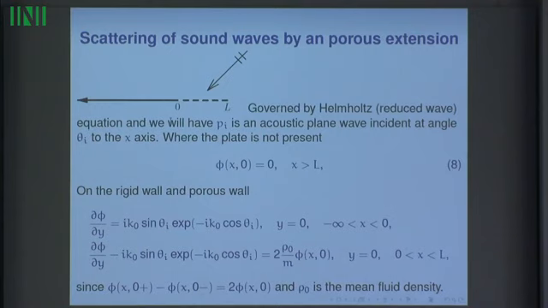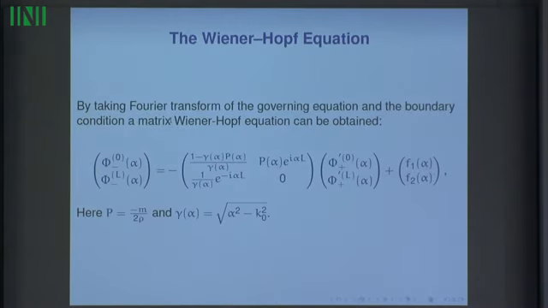But the idea is that you have a boundary condition on this semi-infinite line, and then you have some kind of impedance condition on this, and of course the usual edge conditions and radiation conditions and so on. And you can go through the usual Wiener-Hopf procedure to obtain this matrix system.